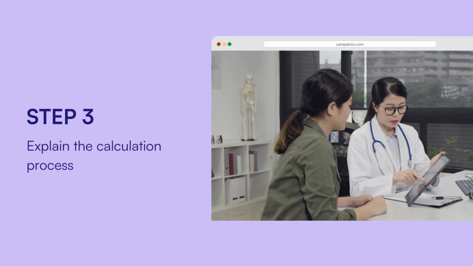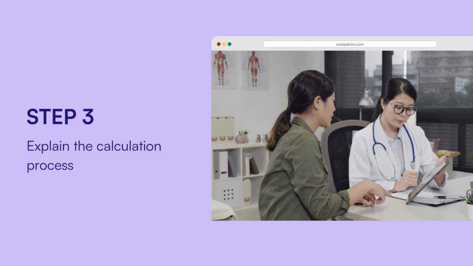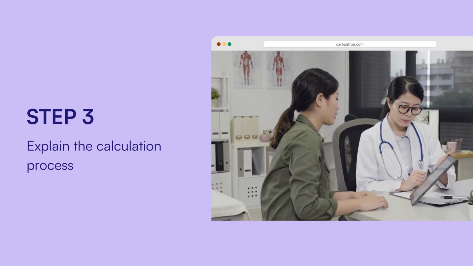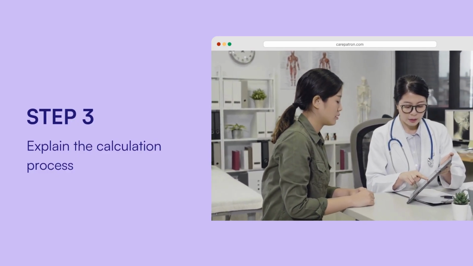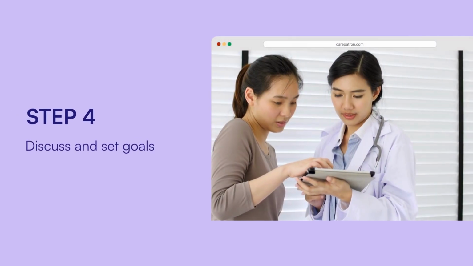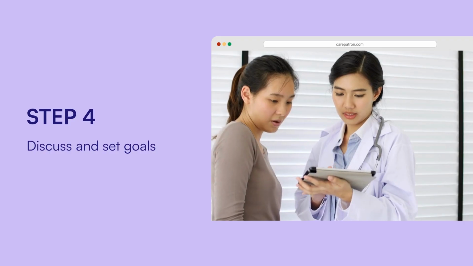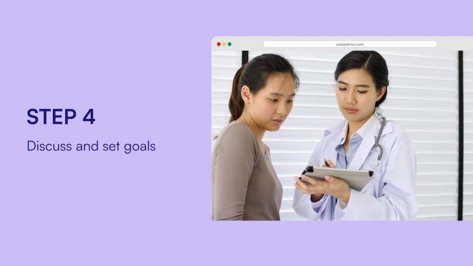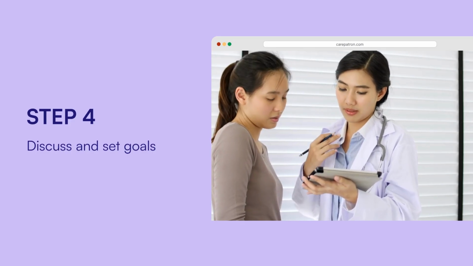Step 3. Explain the calculation process. Assist in measuring body fat and calculating BMR. Explain how to apply the Harris-Benedict or Katch-McArdle methods for accurate results. Step 4. Discuss and set goals. After determining metabolic age, help individuals plan strategies, like diet and exercise, to improve their BMR and lower their metabolic age over time.